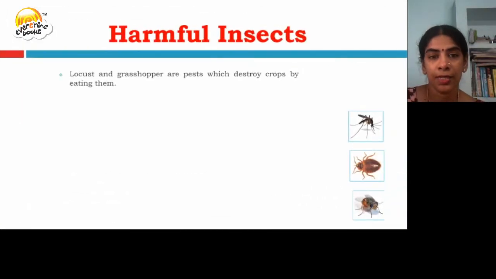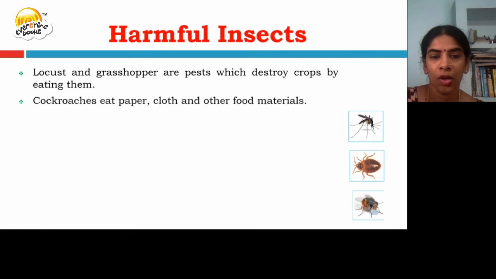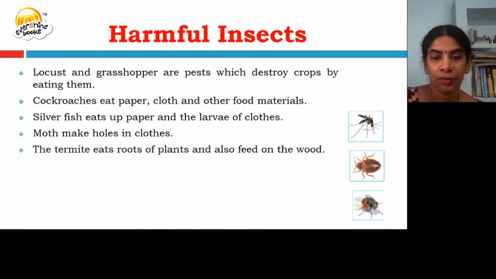Harmful insects. Locusts and grasshoppers are pests which destroy crops by eating them. Cockroaches eat paper, cloth, and food materials. Silverfish eat up paper and the larva of the clothes. Moths make holes in clothes. Termites eat roots of plants and feed on wood.